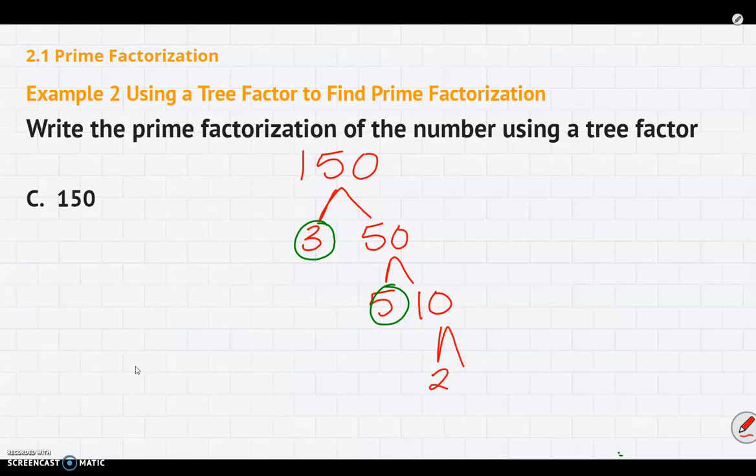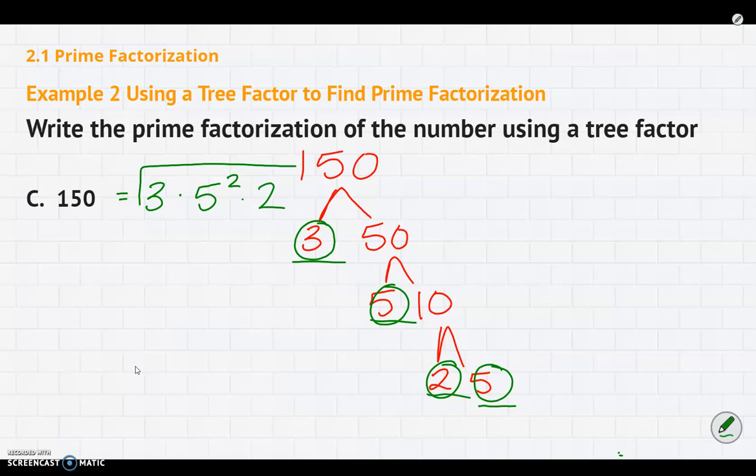So I'm going to break 10 into 2 and 5. I know 2 is prime, so I circle it. 5 is prime, so I circle it. Okay, so I will write 150 as a product of its prime factors. I only have 1 3. I have 2 of these 5s, so that's 5 to the second. And then I have 1 2 times 2.